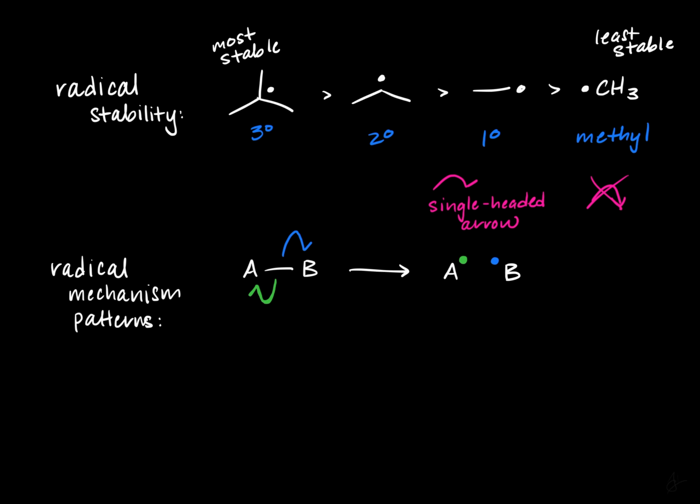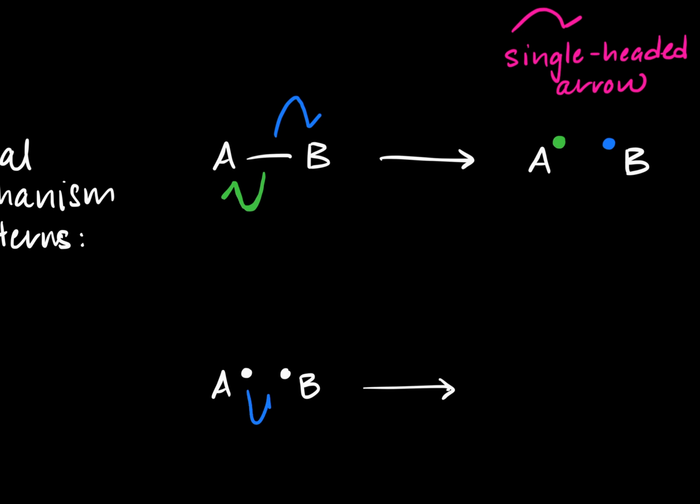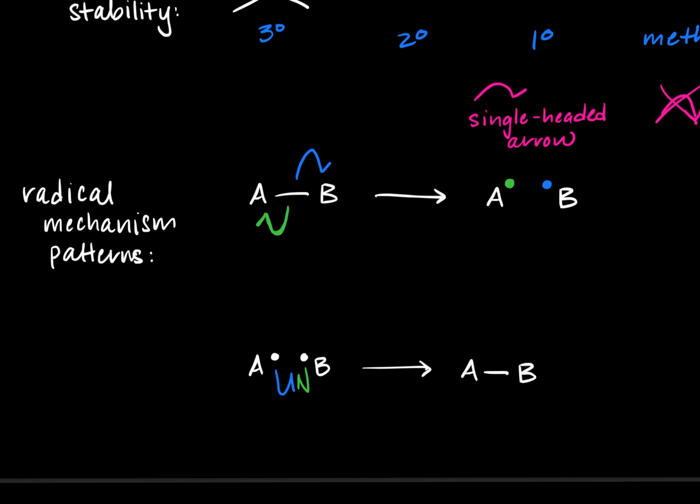We can also form a bond in a radical mechanism. So I can take 2 radicals, again, let's just call them A and B. And I can form a bond by simply putting those electrons back together. So I push those electrons back together. This is the formation of a bond. Maybe I'll zoom back out. I zoomed in. I have a tendency of doing that.